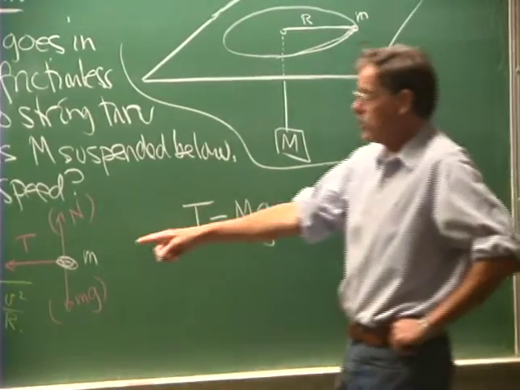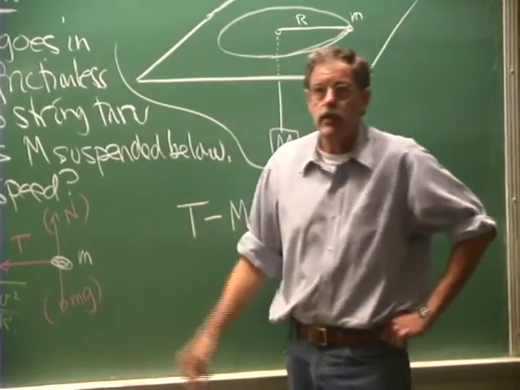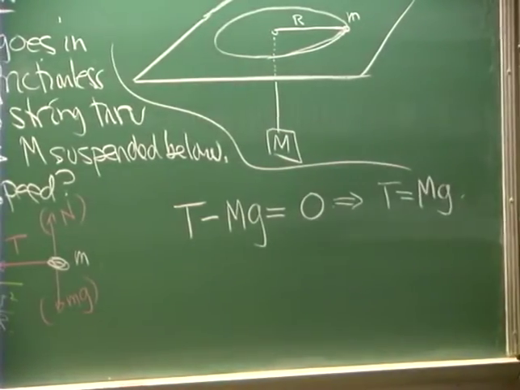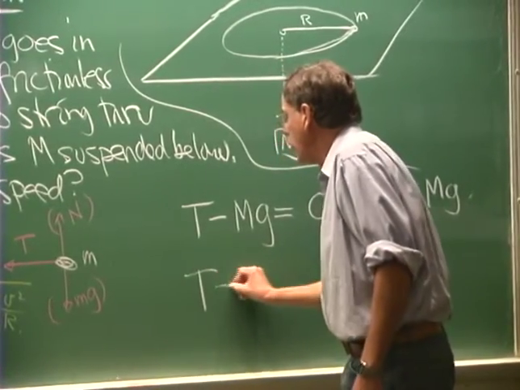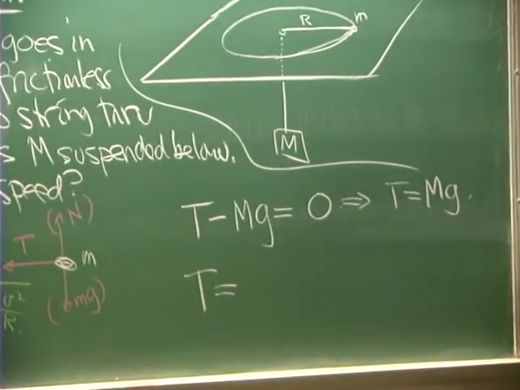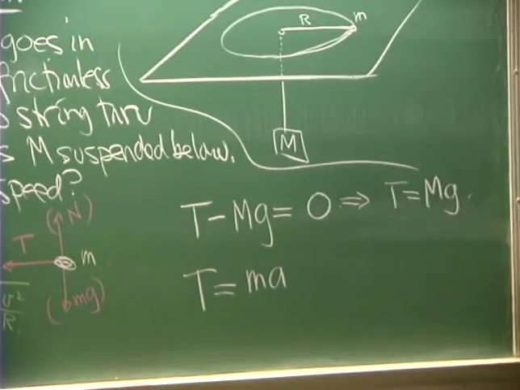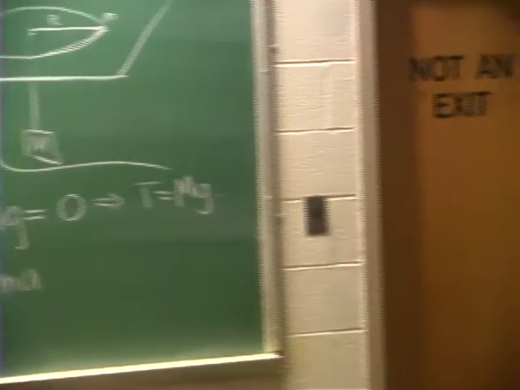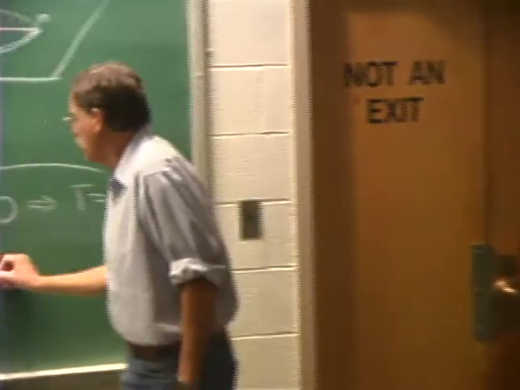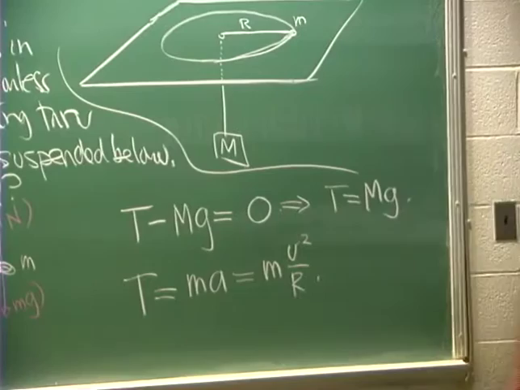Now how about Newton's second law for this one? Well, in the vertical direction, N is equal to mg. Not too interesting. In the horizontal direction, it says T, the only horizontal force acting, is equal to mass times acceleration. Is this thing accelerating? You better believe it. It's going in a circle, therefore it is accelerating in the amount v squared over r. So this is m times v squared over r.